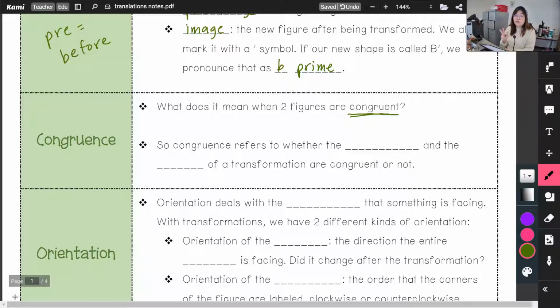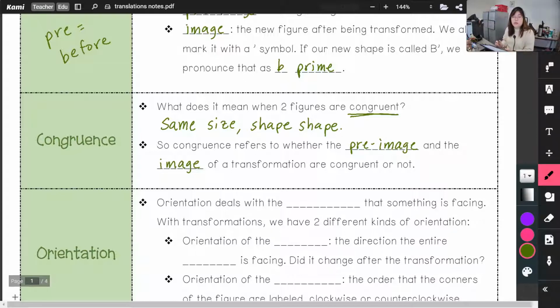Okay, when two figures are congruent, it means that they're the same size and the same shape. Now, I mean, anything can be congruent. Two numbers can be congruent. Two angles can be congruent. But when we're talking about congruence with transformations, we're talking about the shapes. Are the shapes congruent? Yes or no? Okay, so congruence refers to whether the pre-image and the image of a transformation are congruent or not.